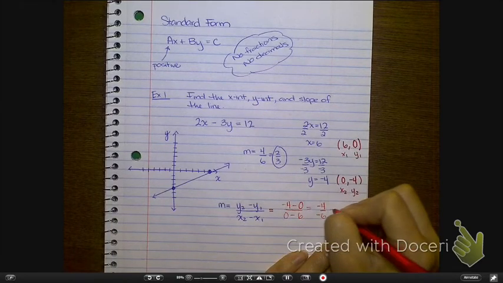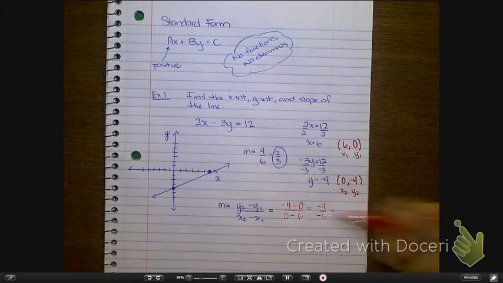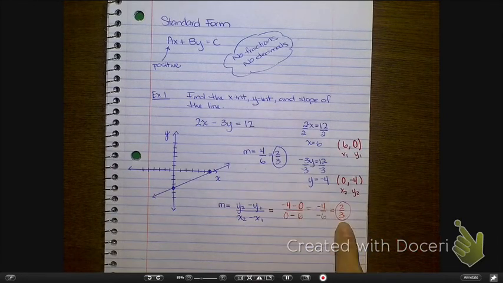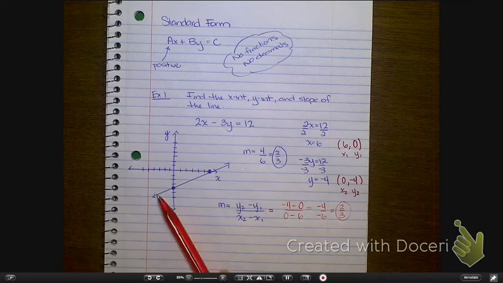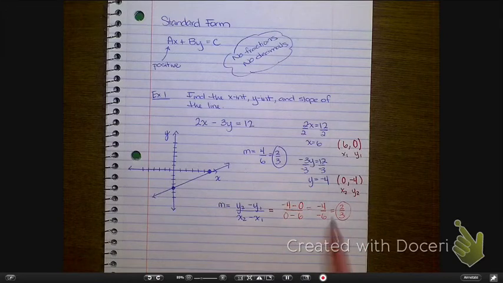Yeah, what kind of 2/3? Well, what's a negative divided by a negative? So positive 2/3, right? Do I end up getting the same slope that I got here? Okay. Now, which method do you guys like better? Do you like drawing a graph and graphing it to find the slope and counting? Or do you like writing the ordered pairs and then using the slope formula?